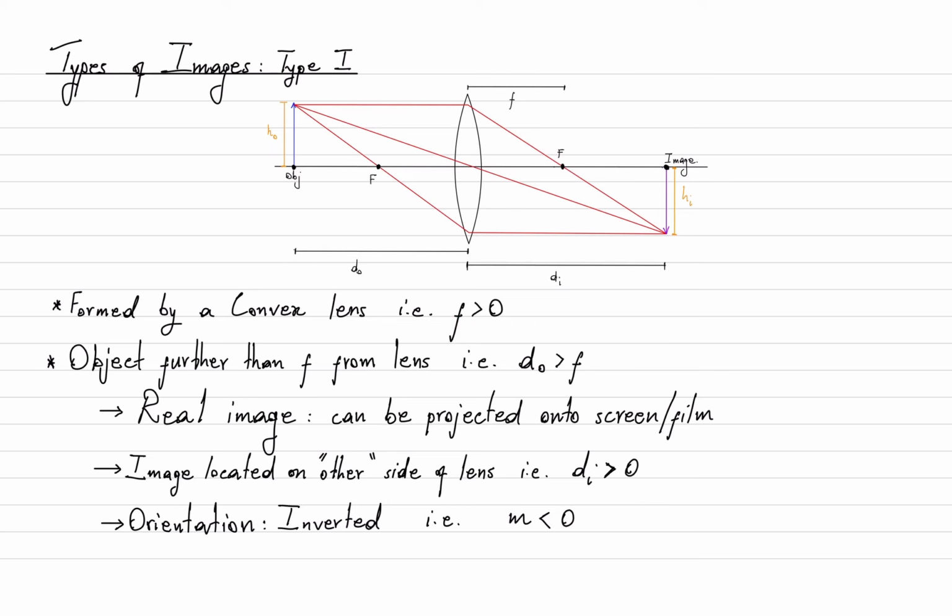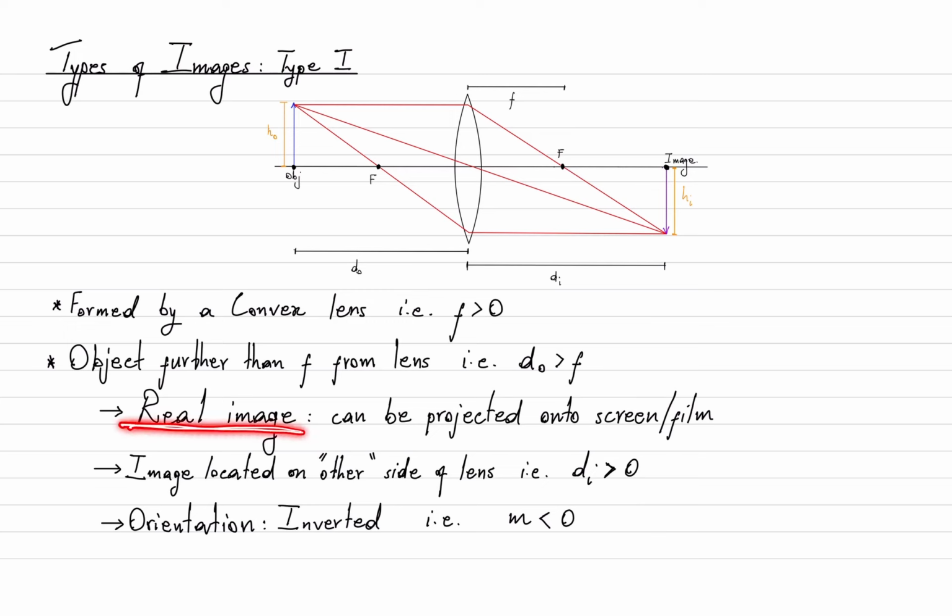And such an image is produced when the object we are imaging, here's our object, is further than the focal length from the lens. So what is the focal length of this lens? Well, the focal length is only up to there, but the object is located further away from the lens than the focal length. So D0 is larger than script F. In such a situation, the image which is formed is known as real.